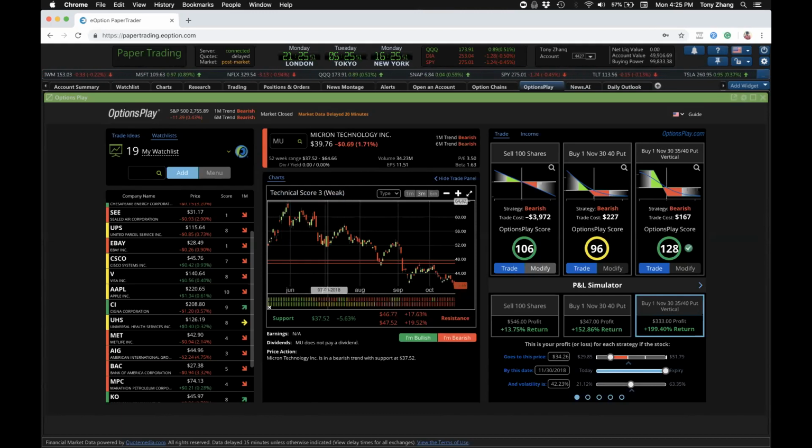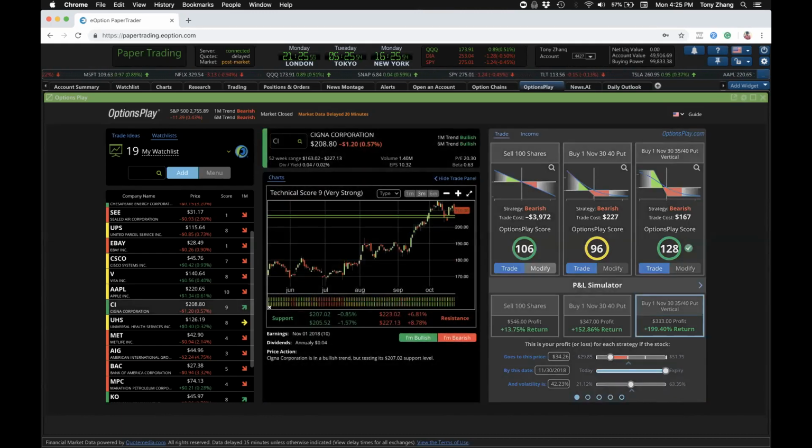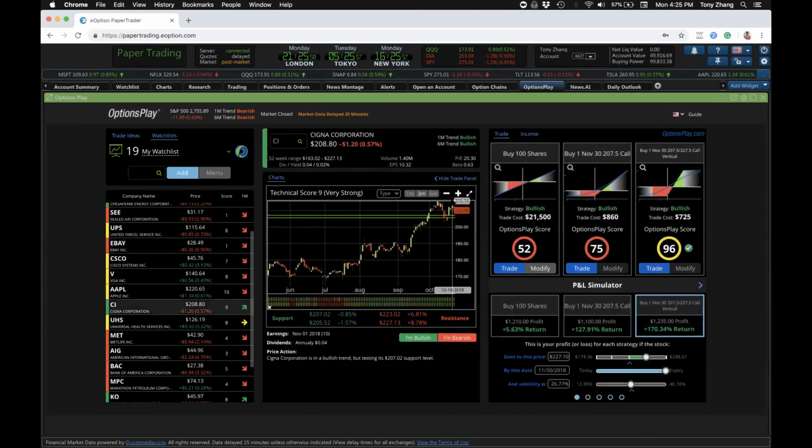That's why it's got a score of 3, technical score very weak, versus Cigna, the example that we saw before, very strong stock. As you can see, it's outperformed the overall market. That's why it has a technical score of 9, which is very strong, and the 1 month and 6 month trends are bullish. So this is designed so that you can type in any stock and instantly get a rough view as to where this stock is trending and what the relative strength of that stock is.